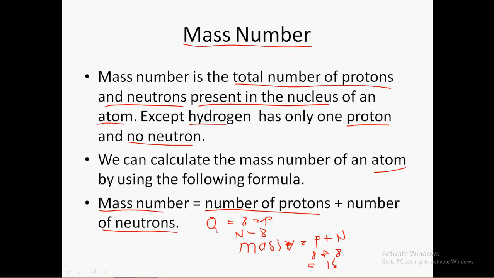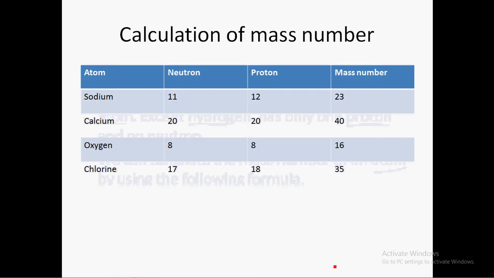The formula is the number of protons of the element plus the number of neutrons of the element. This table gives us the neutrons, protons and mass number of an element. For example, sodium has 11 protons and 12 neutrons. When we add up those numbers, it gives us 23. So 23 is the mass number of sodium.